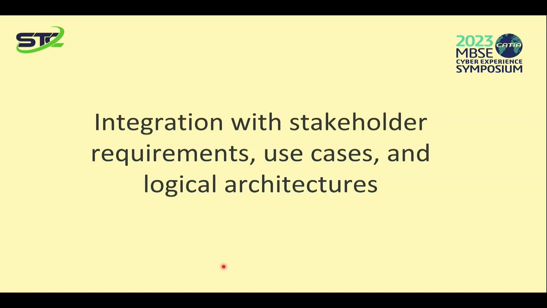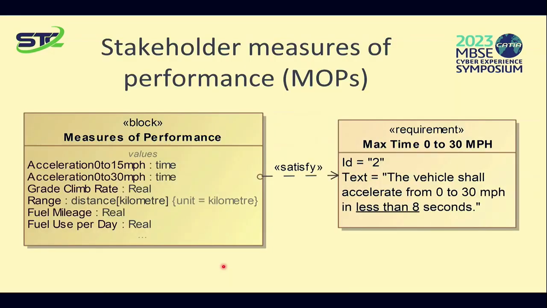Taking a quick step back, a lot of times you want to know, how did we even get to this point in the model? Where did this all begin? Were there logical architectures, use cases, and things like that? What were the stakeholder requirements? So what we've done in this, you may see something that looks very similar in the MagicGrid Book of Knowledge for encapsulating measures of performance or measures of effectiveness.